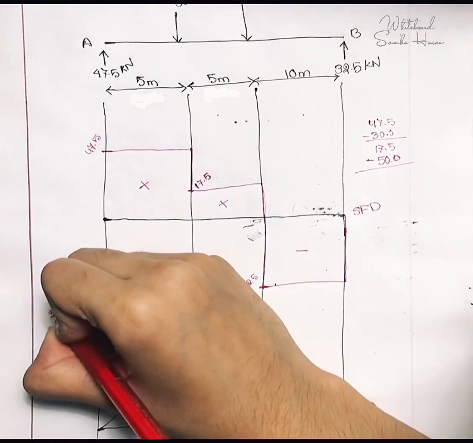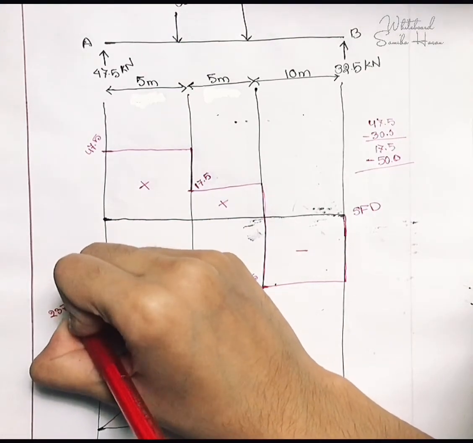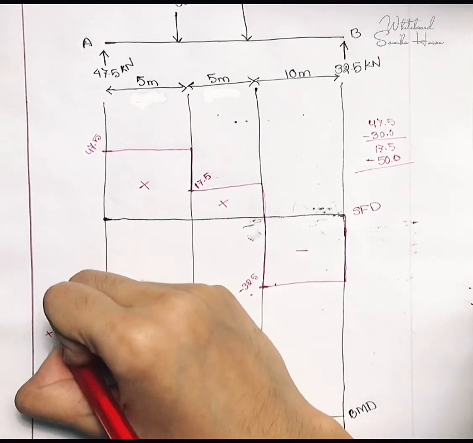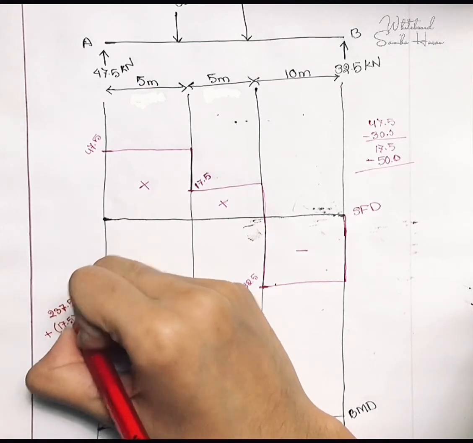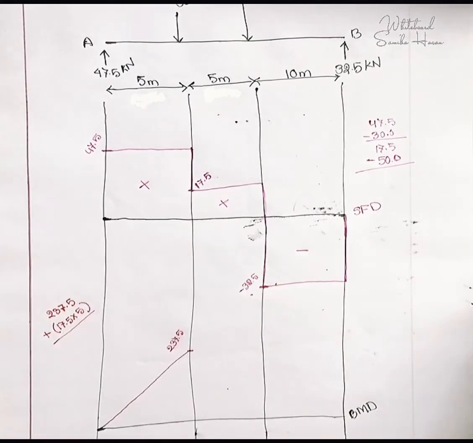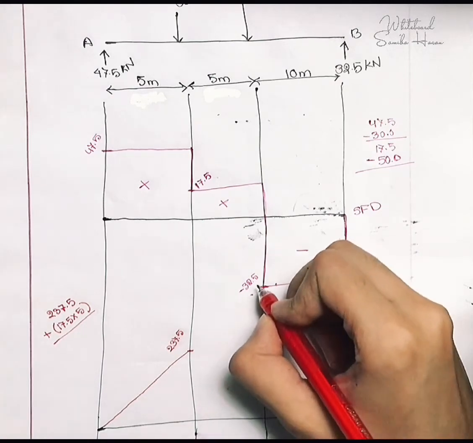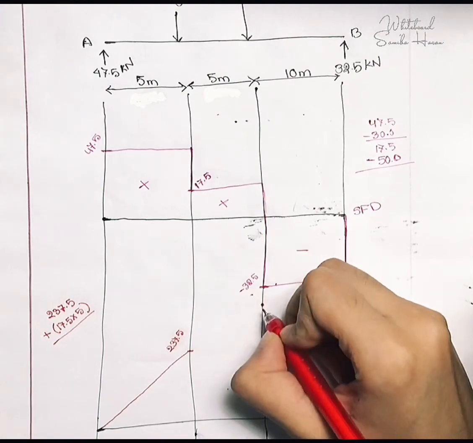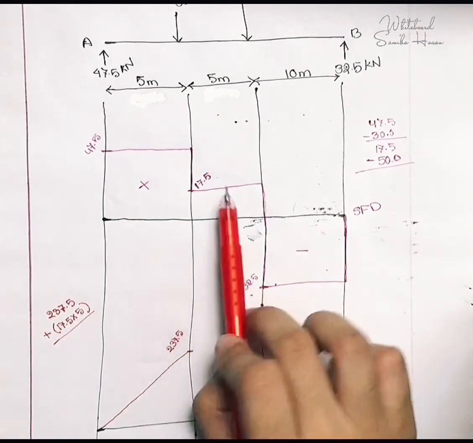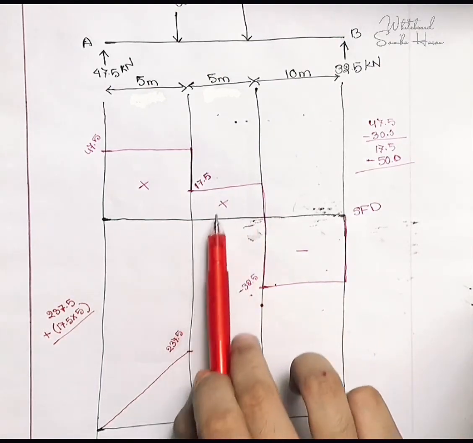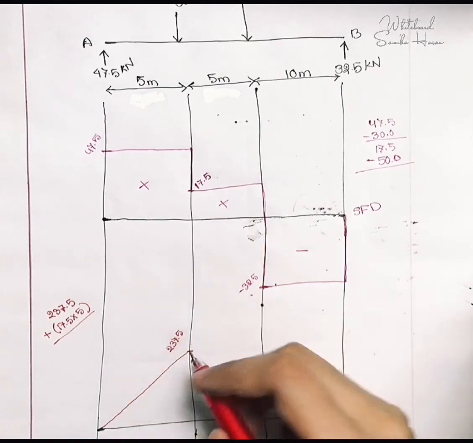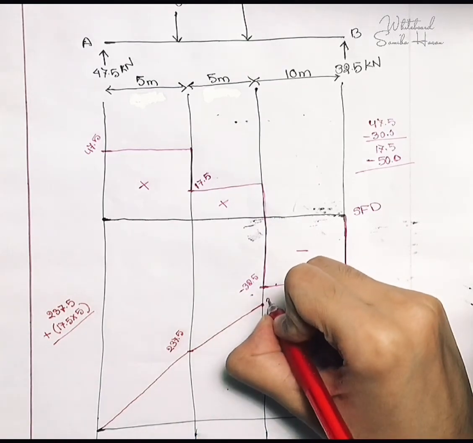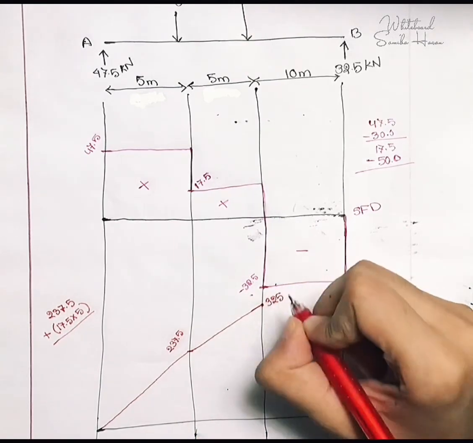So 237.5, I have it with me, plus 17.5 into 5, so it's 325. So the value of bending moment at this point will be 325, and as this is also a positive value, the slope will also be positive over here, and this is my 325.